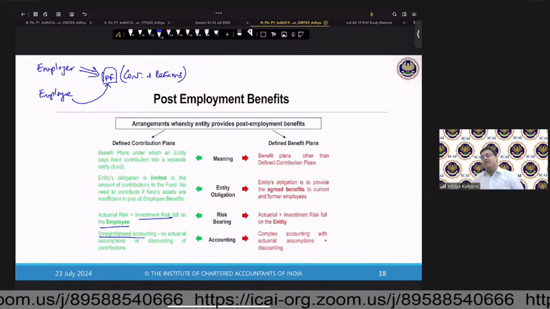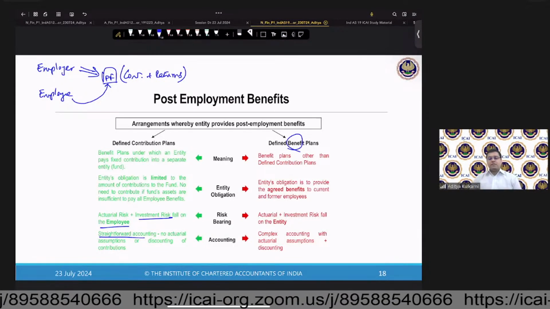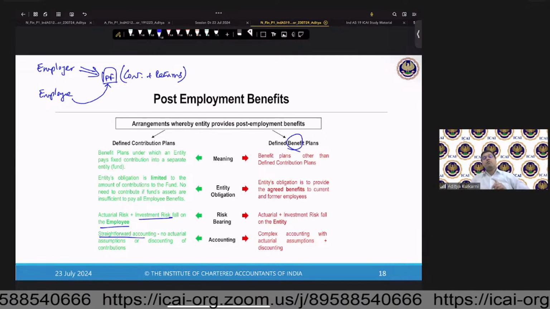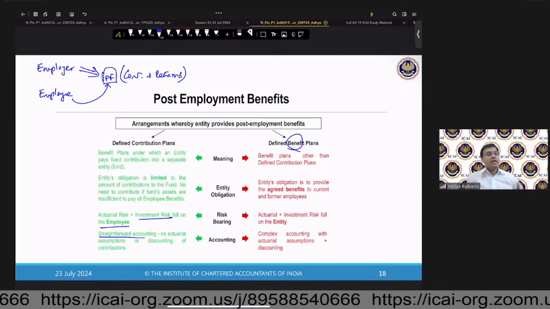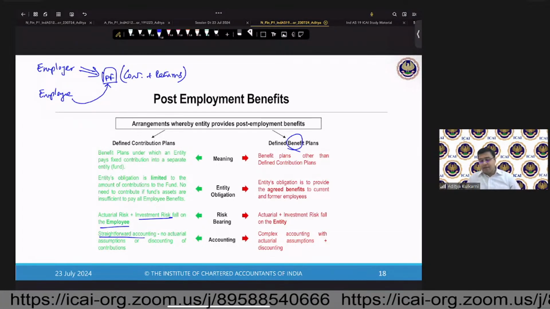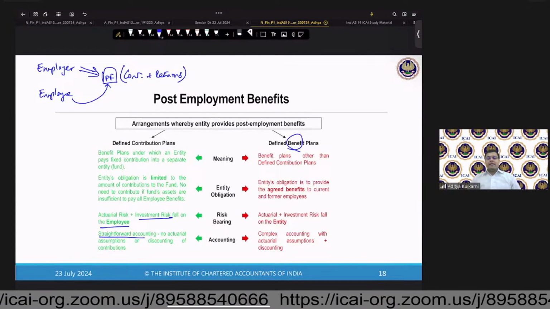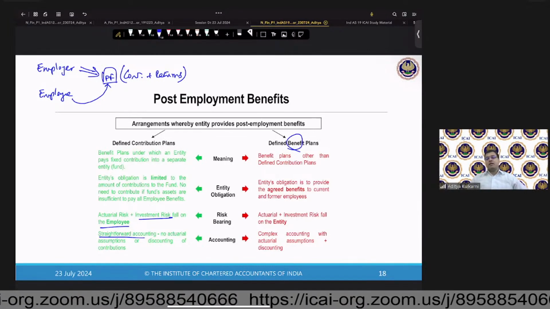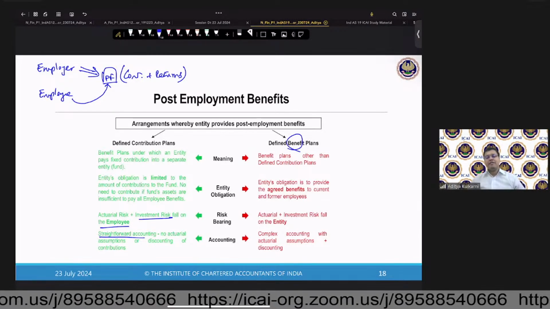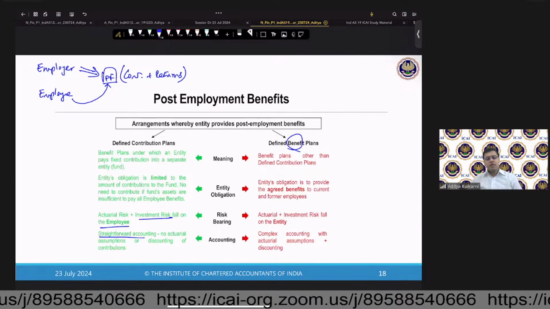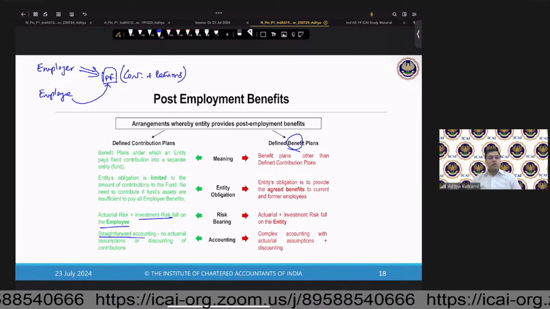Okay, but in a defined benefit plan, the entity's obligation is to provide agreed benefits. In gratuity, there is an agreed formula to determine the gratuity. That is something that the entity has to provide. It cannot provide anything lower than that. If anything is lower than the agreed formula, then the employee can very well question the employer and take him to court if he refuses to make the payment in line with the agreed benefits. Are we okay with this?